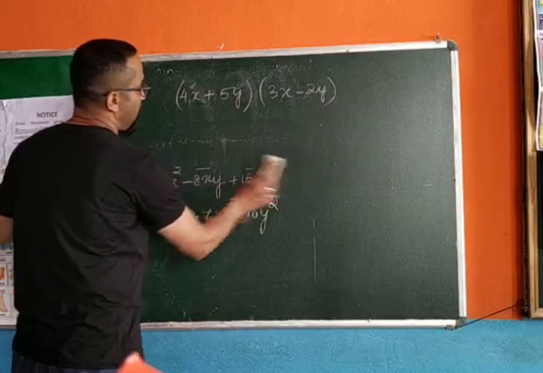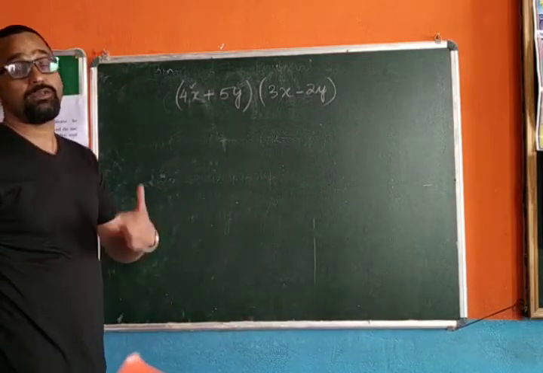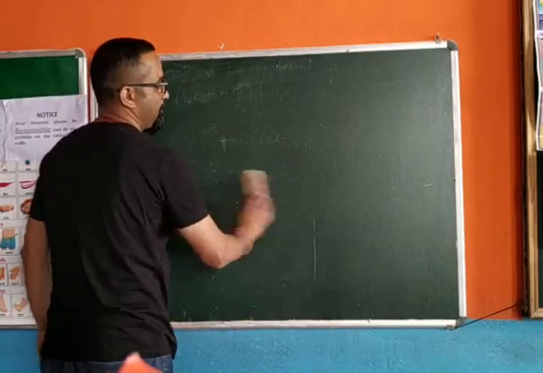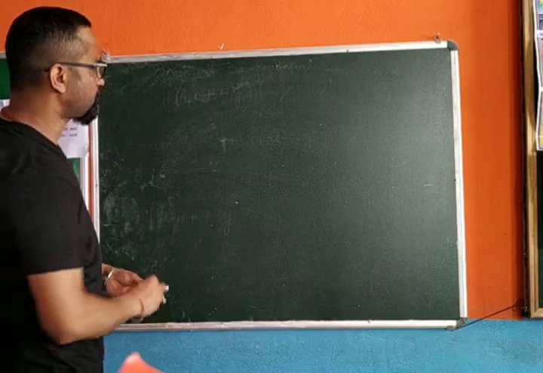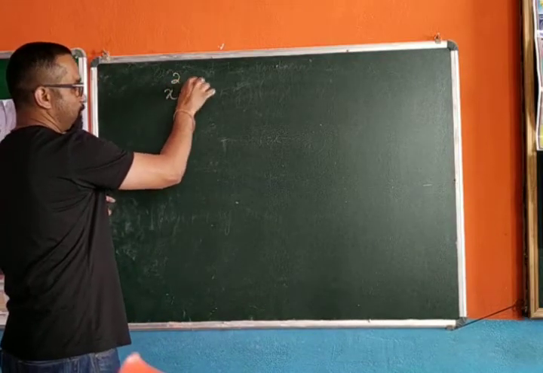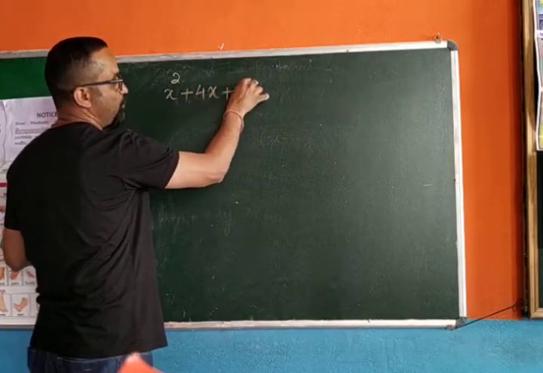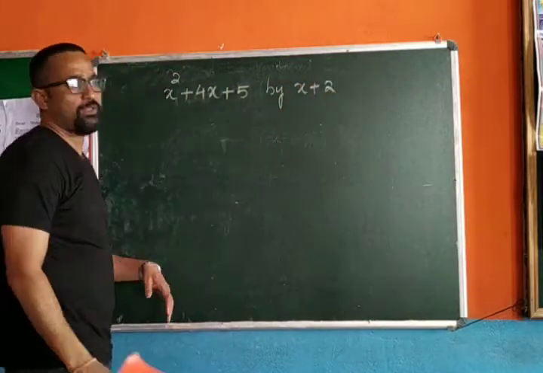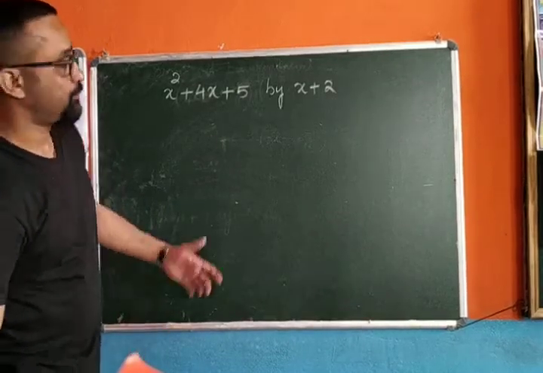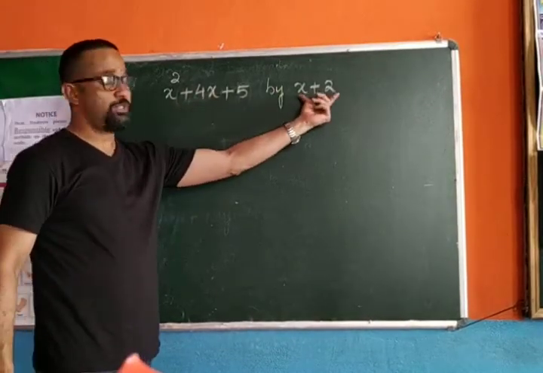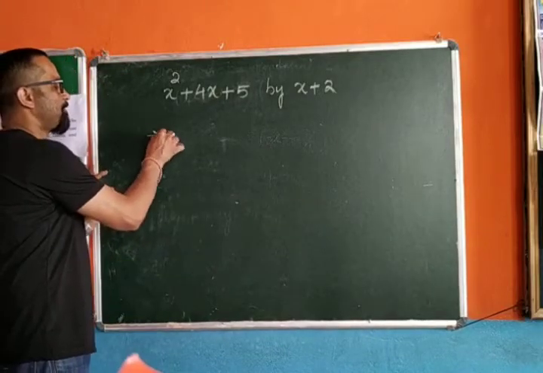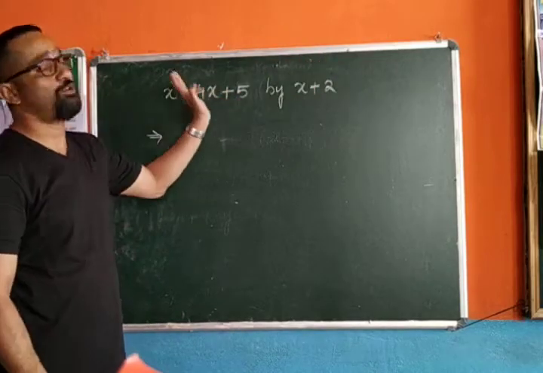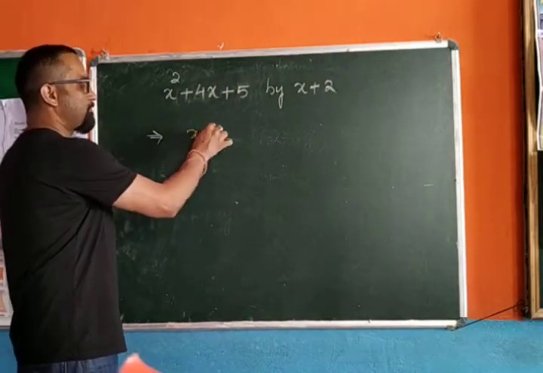Similarly, you can multiply trinomial with binomial. Look at this one. X squared plus 4x plus 5 trinomial by x plus 2. So you need to multiply this one with this. You can write any term. There is no hard and fast rule. You have to write this in the beginning or this one at the beginning. You can write anything.